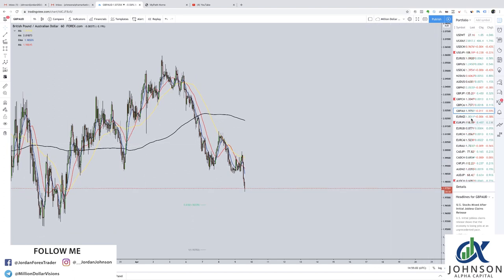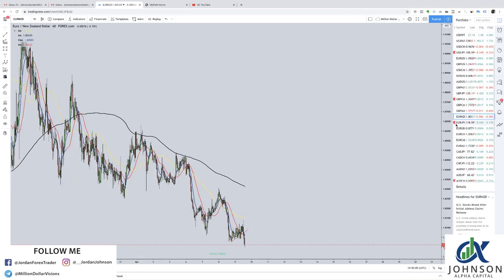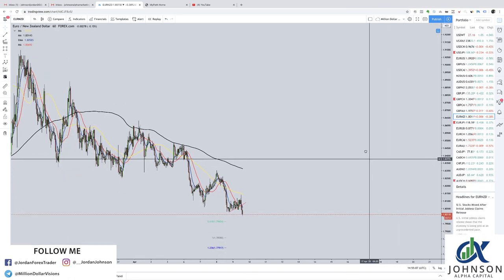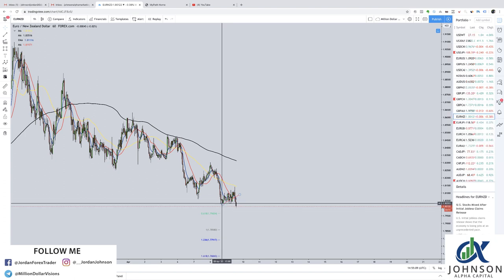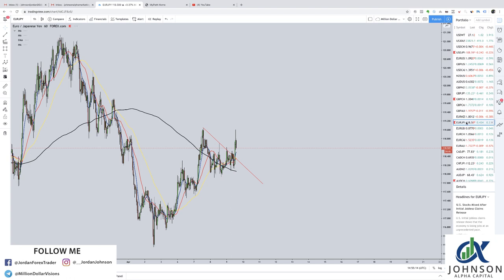Pound Aussie is going down. This is set up there. Euro New Zealand, we talked about this yesterday. Kind of a small setup here. A break moving down. Don't see nothing to really change that viewpoint.